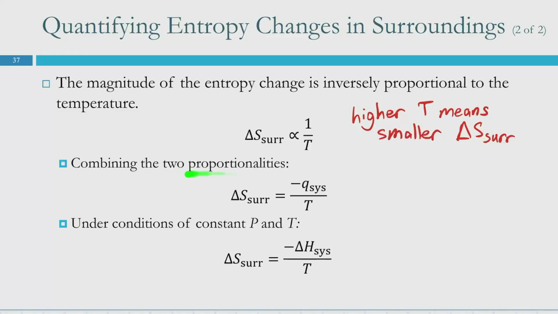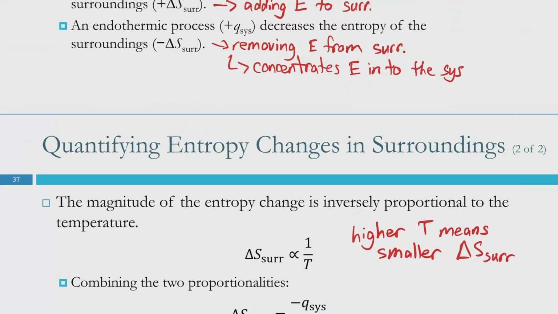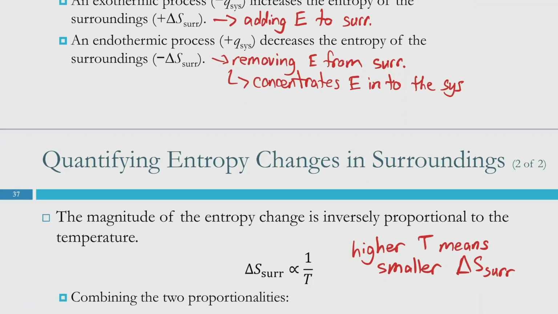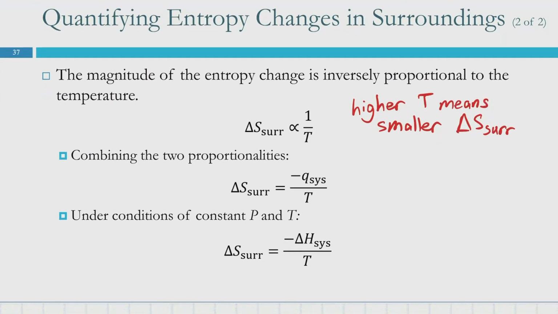If we combine those two proportionalities and change it to an equal sign, we get that the change in entropy of the surroundings is equal to the negative Q of the system, over temperature. So from that first proportionality, the amount of heat that's going out of the system or into the system, over temperature. So we're combining the two ideas. The more energy that, for exothermic, that's going to cause our change in entropy of the surroundings to go up. And at high temperature, we'll get a smaller change. Low temperature, we'll get a bigger change.